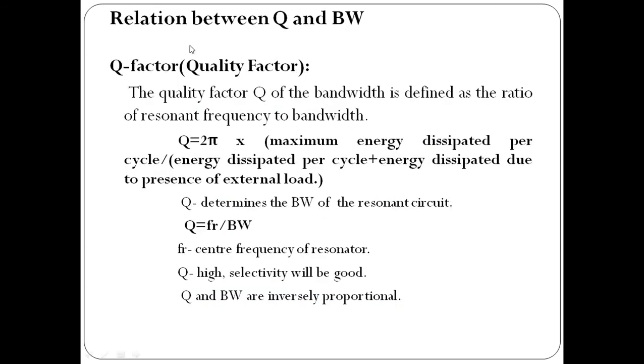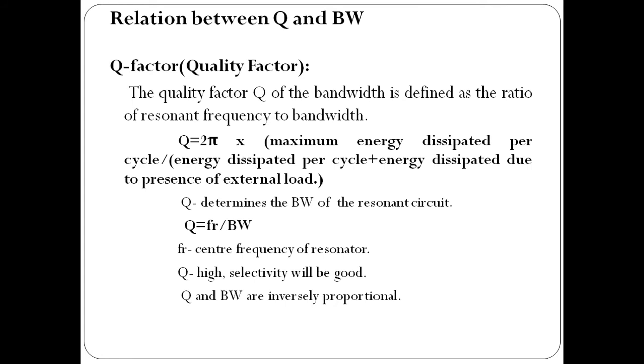Now we'll see what is the relation between this Q and bandwidth. So what is a Q? Q factor is called a quality factor. This quality factor can be given as 2 pi into the maximum energy that is stored, divided by the energy dissipated per cycle plus energy dissipated due to the presence of an external load. So this formula will give a Q factor for any type of circuit, series or parallel combination of circuits.